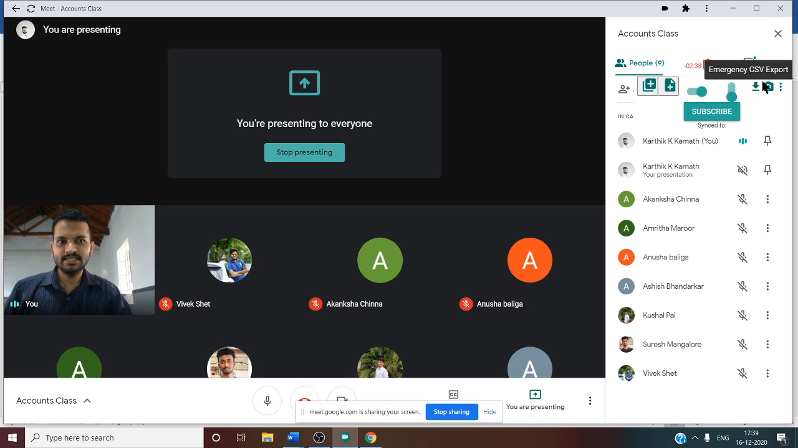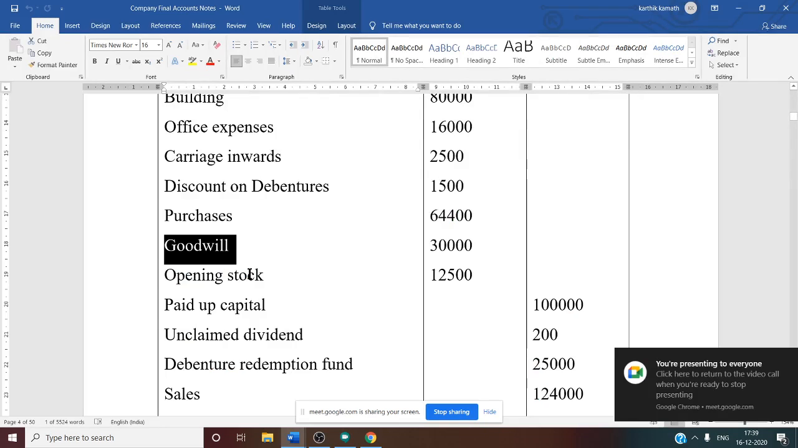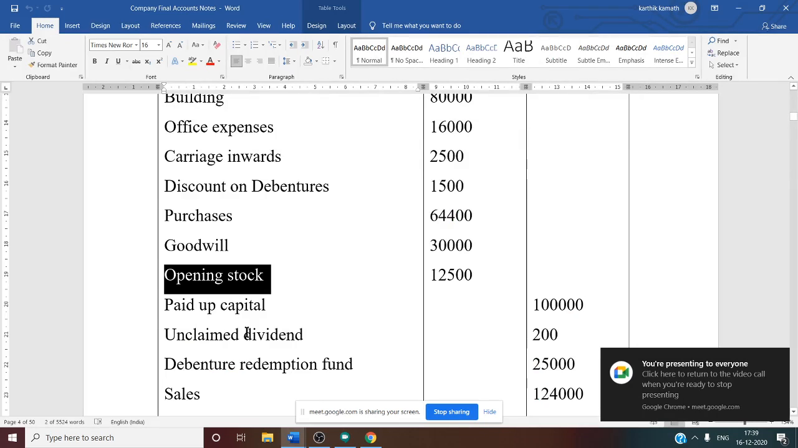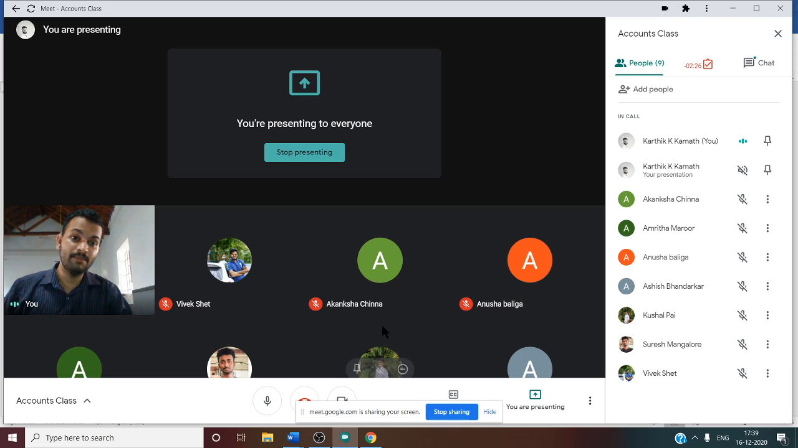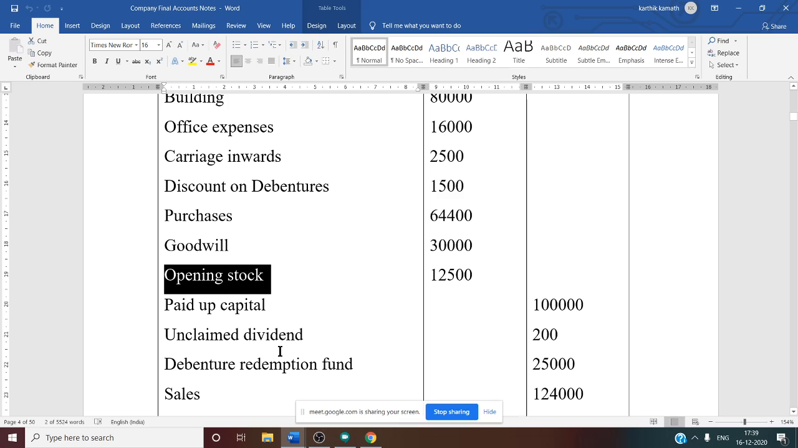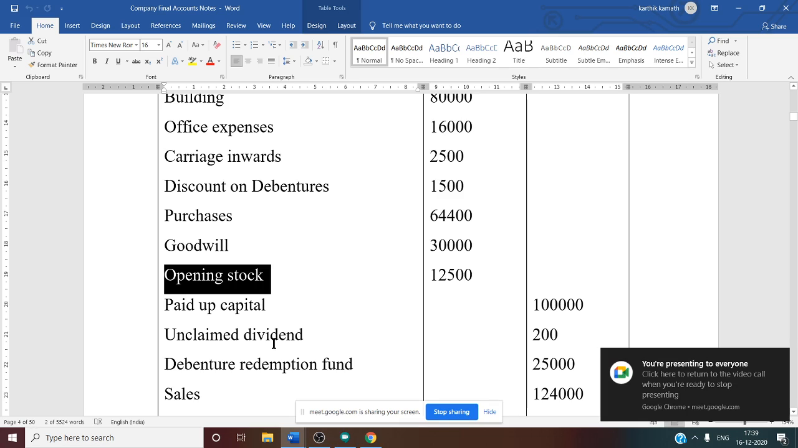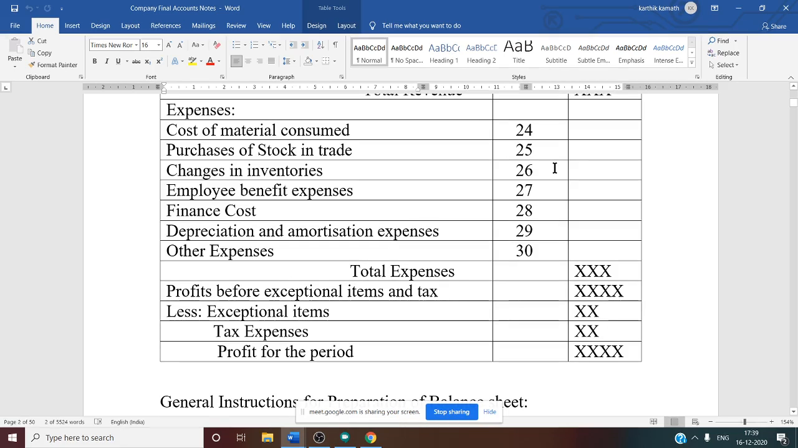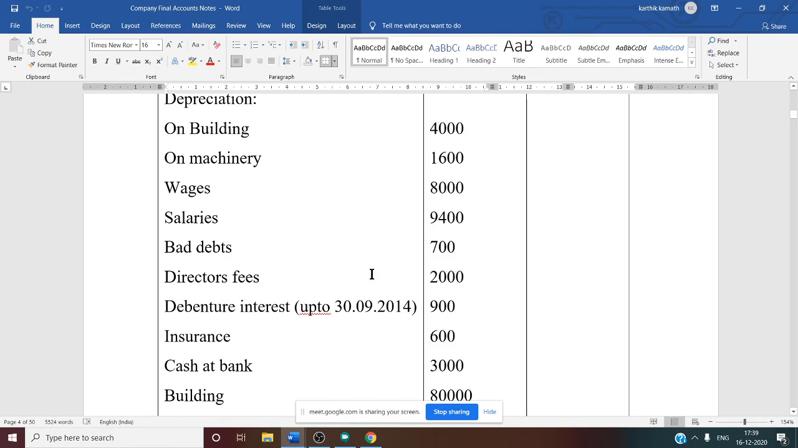Next thing we have to see here, opening stock. Where will it come? Opening stock is given in the trial balance. So here for opening stock, we have to see changes in inventory under the P and L account. Changes in inventory means the difference between opening stock and closing stock. So you have to show that information under changes in inventory. Working note number you have to remember, maybe 26, I feel. Yes, changes in inventory, working note number 26.